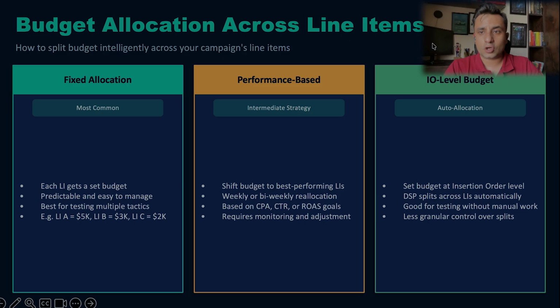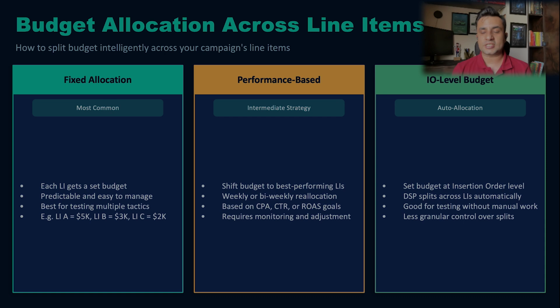Budget allocation across line items. How to split budget intelligently across your campaign's line items. Fixed allocation, the most commonly used practice. Each line item gets a set budget, predictable and easy to manage, best for testing multiple tactics. For example, LI A has $5,000, LI B has $3,000, and LI C has $2,000. So you fix the budgets: I want to spend $5,000 on this particular line item, $3,000 on B, and $2,000 on C. You manually fix the allocation.